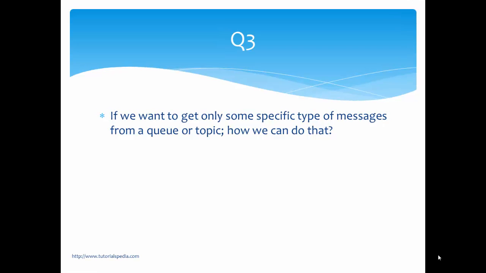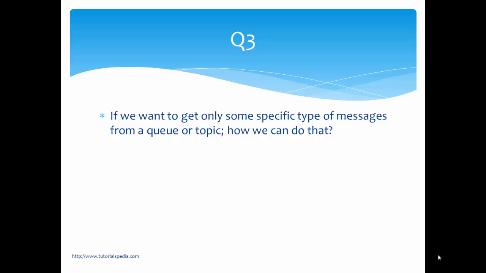Question number 3 is: if you want to get only some specific type of messages from a queue or a topic, how can we do that? Before answering the question, let me go to the background of why this type of situation might arise. Consider a scenario where you have a dedicated queue for all the orders. Now the orders are coming from multiple sources. For example, some orders are coming from a web source, people placing orders through the website, some orders are coming through a mobile app, and some orders are coming through the representatives of the organization. So this is just an example of orders coming from multiple streams and landing in the same EMS queue.